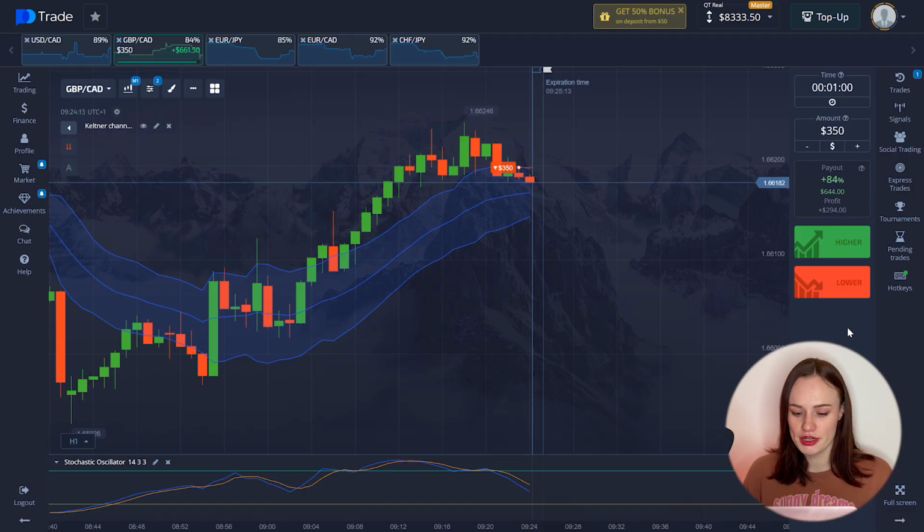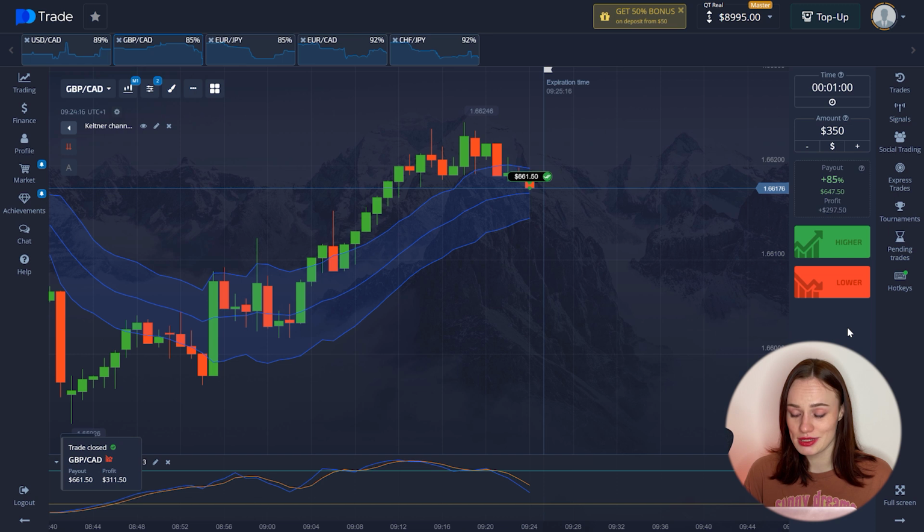Now look at the chart. The deal was completed and our balance increased by another $311.